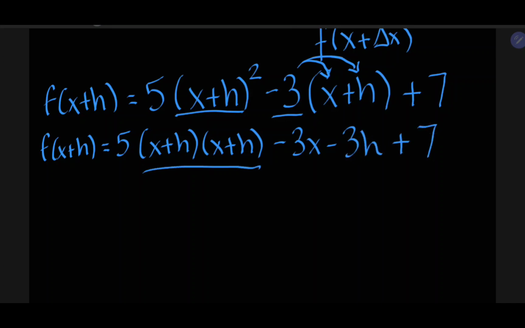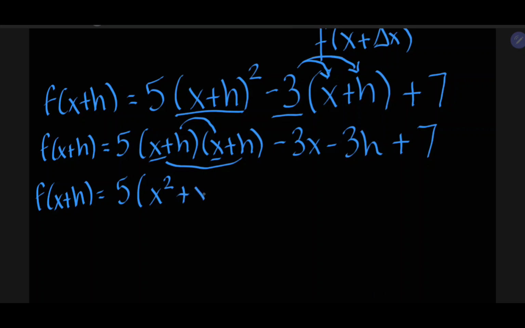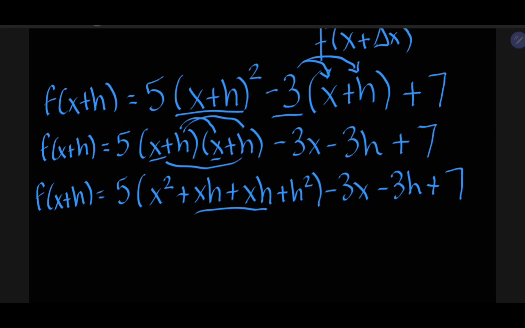For this, we're going to need to FOIL. Keep the parentheses. X times x is x squared. X times h twice, so x times h here, x times h here, means I have 2 xh's, so xh plus xh, and then the last two terms, h squared. So this is the same thing as 2xh. We have 2 of them, so I'm going to go ahead and rewrite this as 2xh plus h squared.